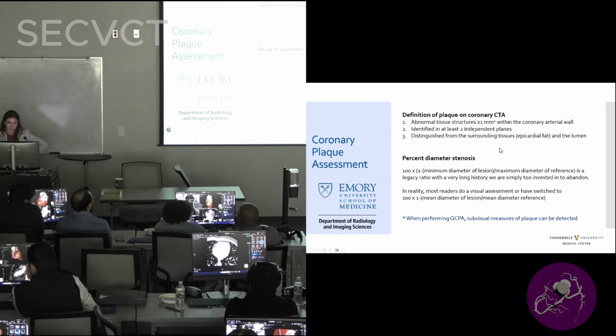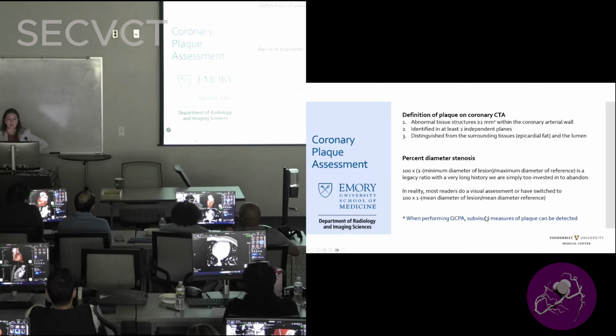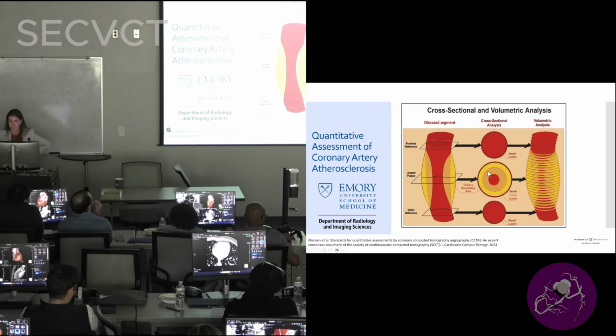Most readers continue to use the percent diameter stenosis for visual estimation. So it's going to be 1 minus your minimum diameter divided by the maximum diameter of the reference. And then most people now use the mean diameter. This is kind of true also for carotid stenosis, and basically this has just been widely accepted. People use it all the time. And important to know is that when performing quantitative assessment with software, there are subvisual measures of plaque, pretty much invisible to the human eye.